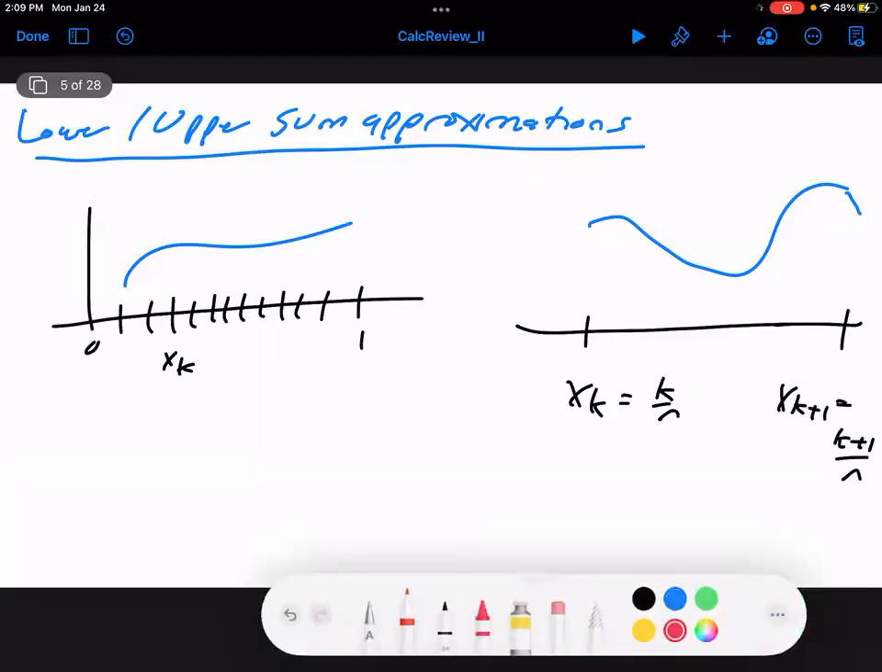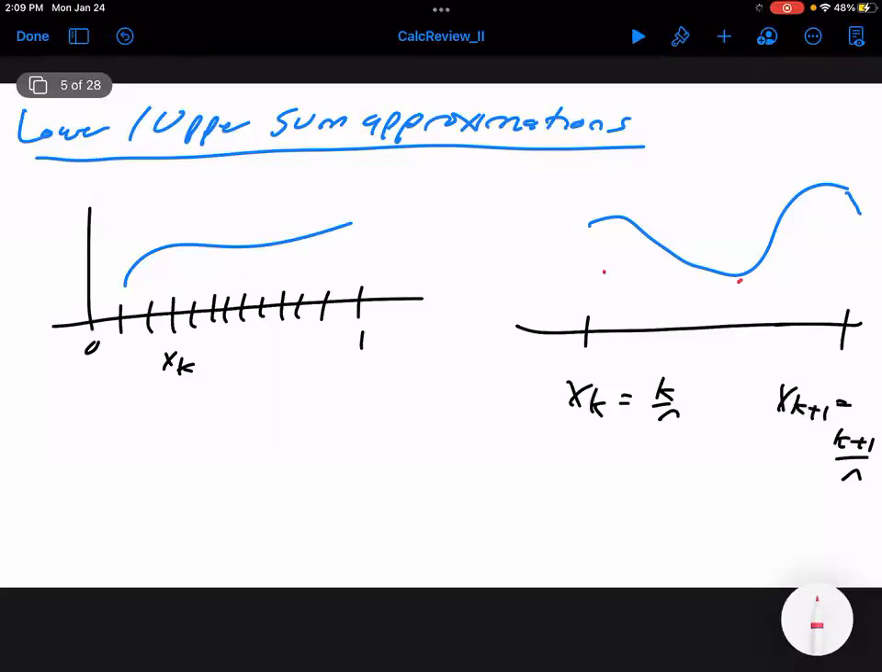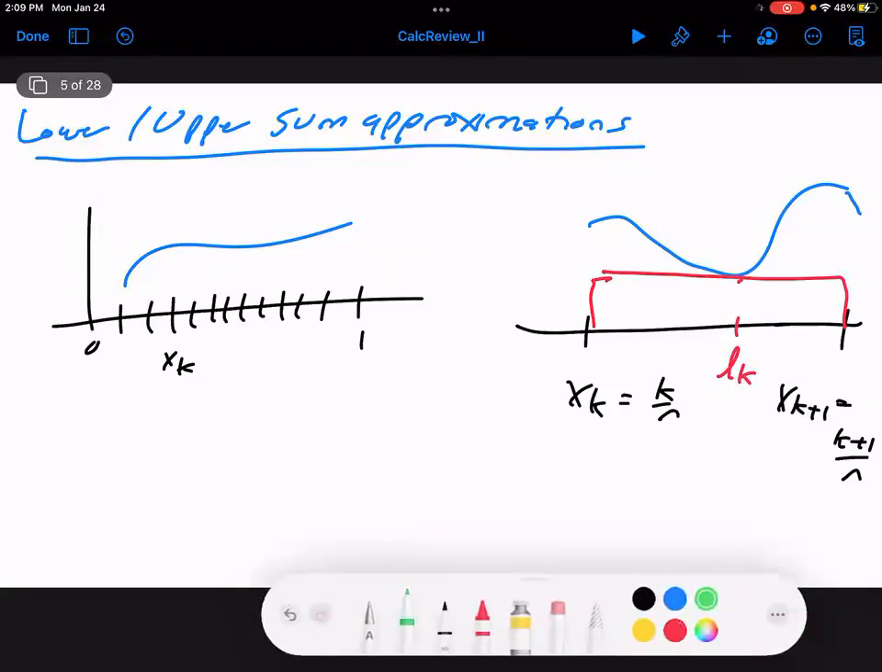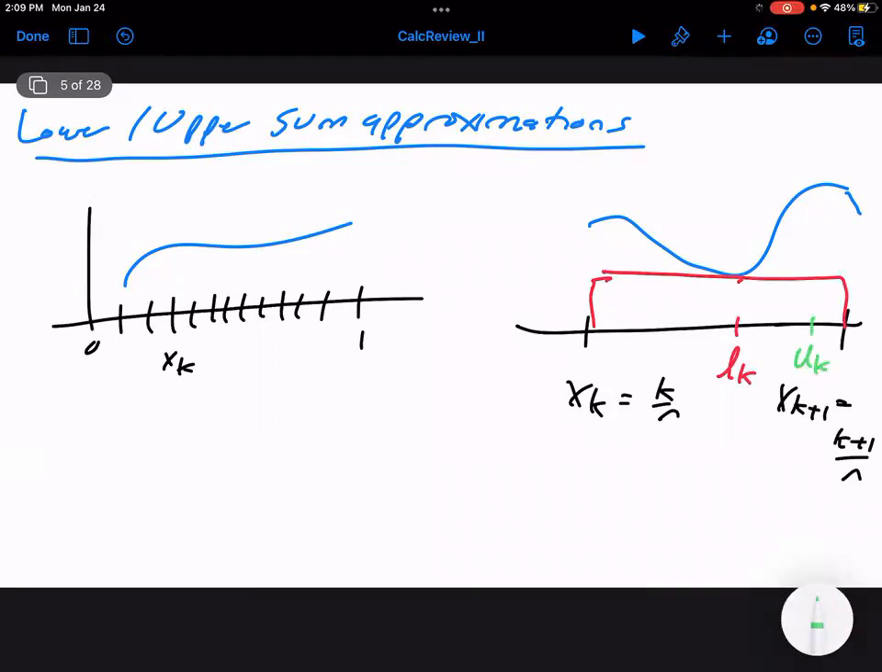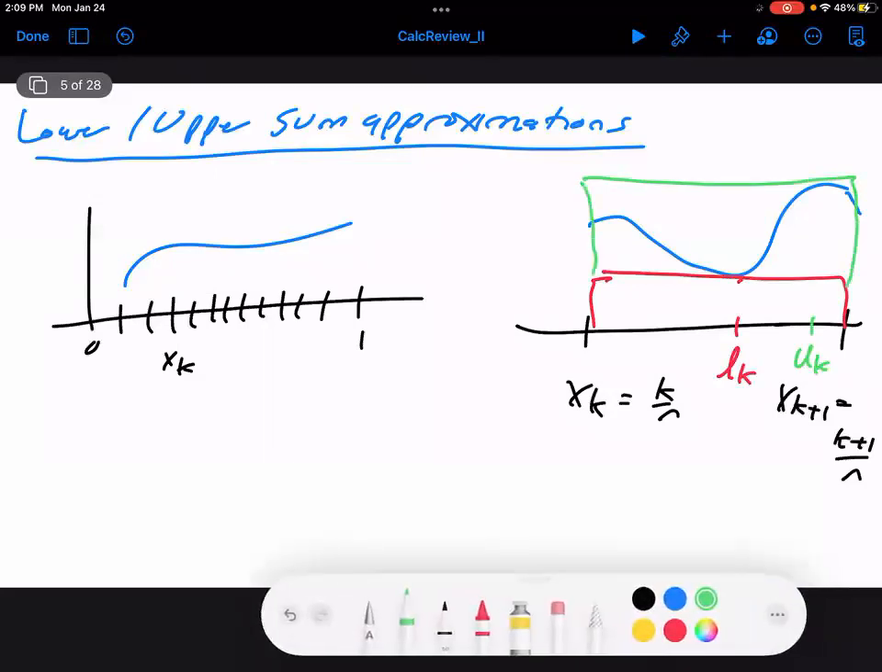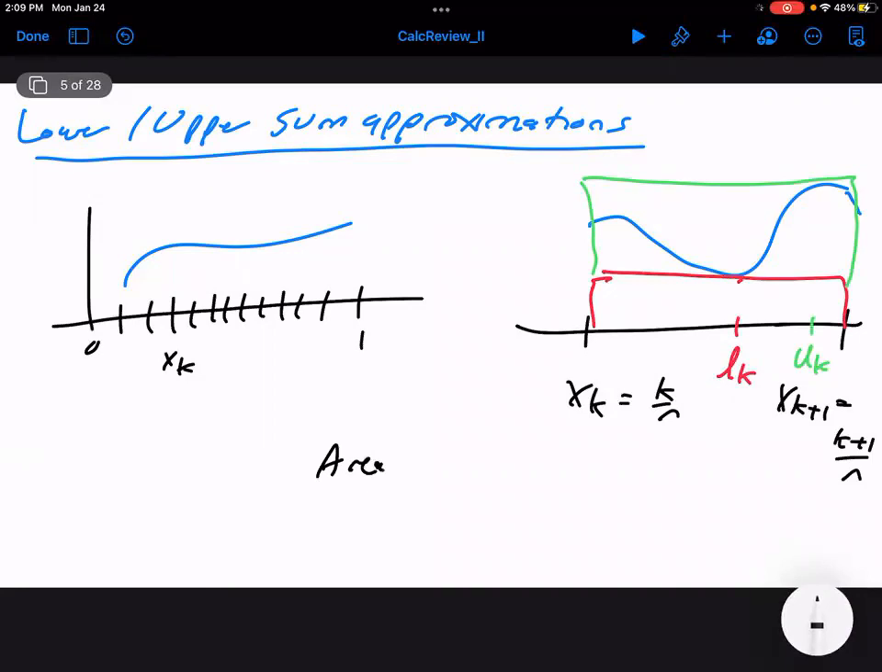And what I can do is look and see where the function is smallest. Let's say it's smallest at some point, let's call it l_k for the lowest value. And I can look and see where it is largest. Let's call that u_k, the upper. And so the idea is the area in the kth segment is going to be less than or equal to f of u_k times 1 over n, the rectangle with height f of u_k and base 1 over n. And it's going to be greater than or equal to the same rectangle using the lower value.